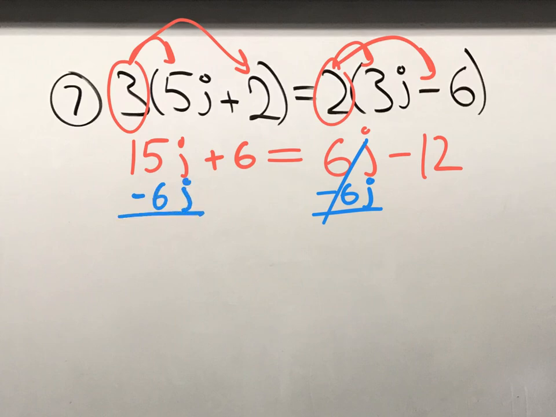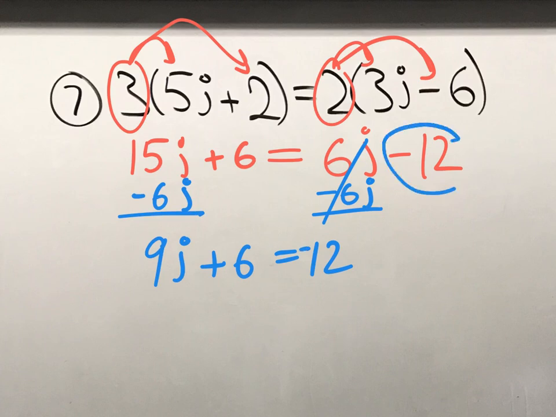If you have 15 j's and you owe somebody 6 j's, if you have $15 and you owe somebody $6, you're going to have $9 left over, but in this case 9 j's. So 9j, bring down the plus 6, bring down the equal sign, bring down the 12, but let's not forget that it's negative, right? That negative 12 comes down. So anyways, here's your new equation. And now let's get j by itself.